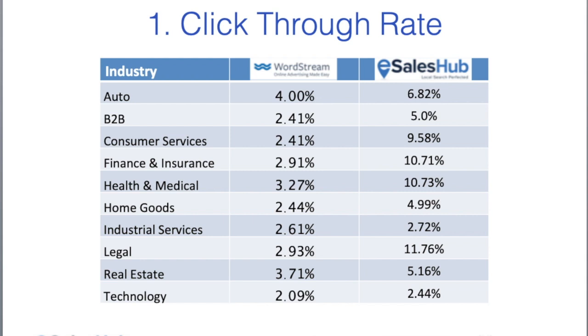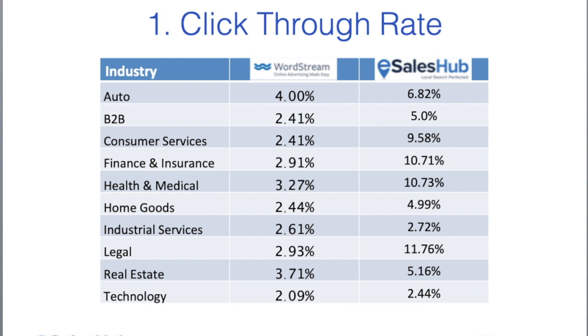Now, Wordstream's is an average. You could have some really, really poor campaigns that are dragging the average down. But as you can see here, local search is definitely giving an advantage on click-through rate. Having a relevant ad that is targeted to someone from a geo-targeting point of view definitely generates a much higher click-through rate, and that's definitely what we're seeing.